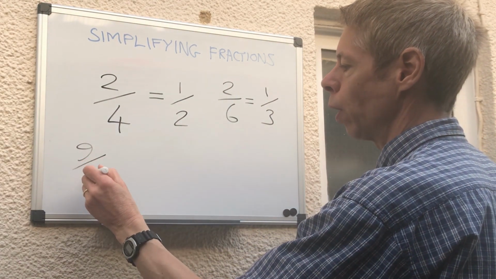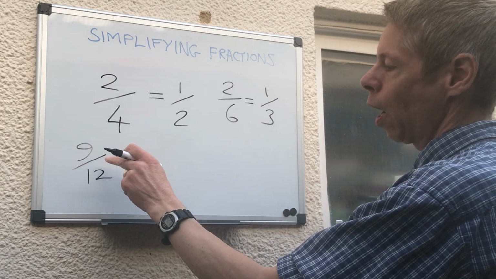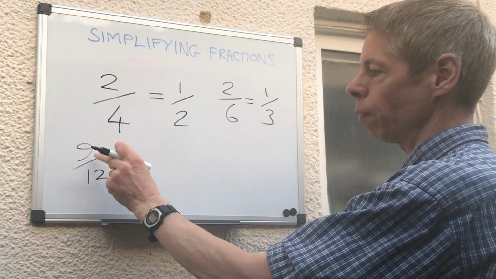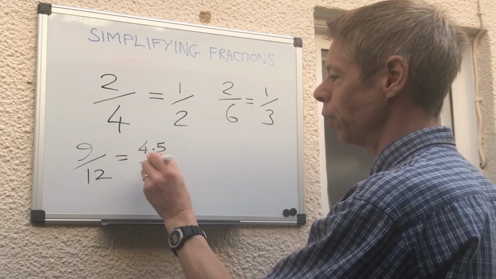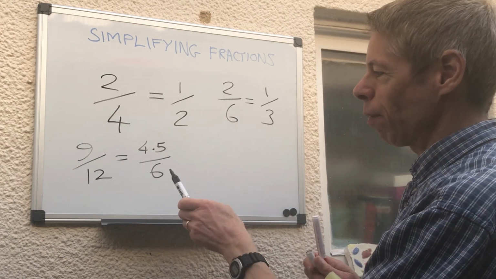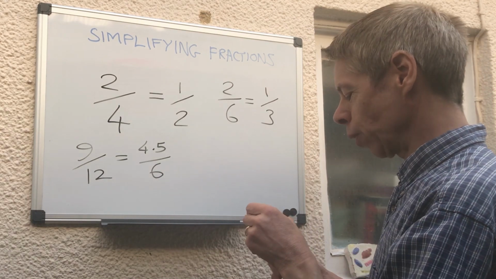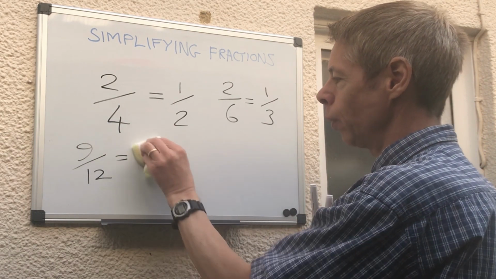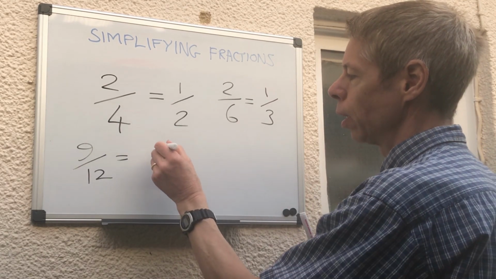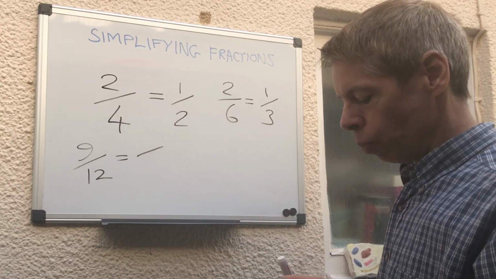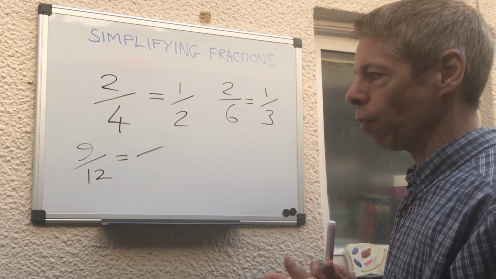So 9/12. Okay, so this time we can't just halve the top number and halve the bottom number, because half of 9 is 4.5, and I call these illegal fractions. I do sometimes use them, but you can't really have a fraction where you have a decimal and a whole number. So that's why I call them illegal fractions. So we can't have an illegal fraction. So what we're going to do is try and divide by another number. Later on we'll be doing a video on factors. This is where you need to be good with your factors.